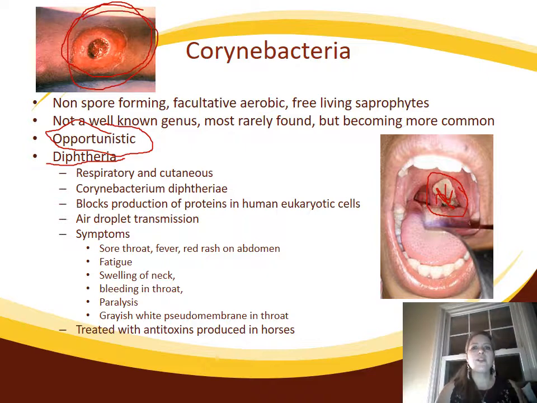Okay. They actually produce the antitoxin for this in horses. So they introduce the contamination into a horse, the horse creates the antibodies, and then it's injected into humans, and for some reason the horse antibodies seem to work.